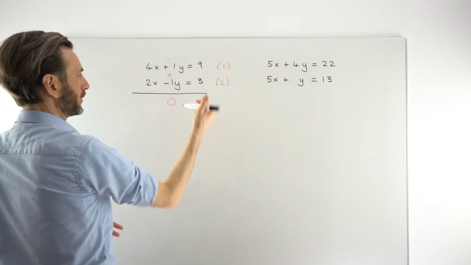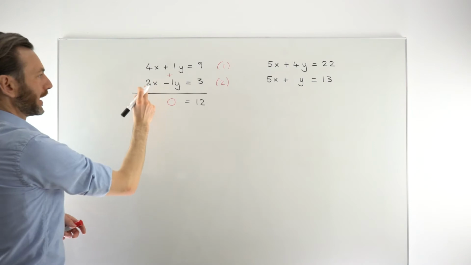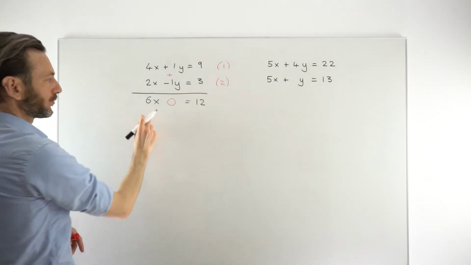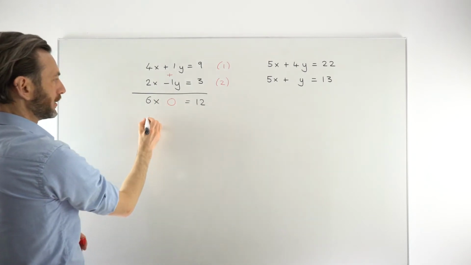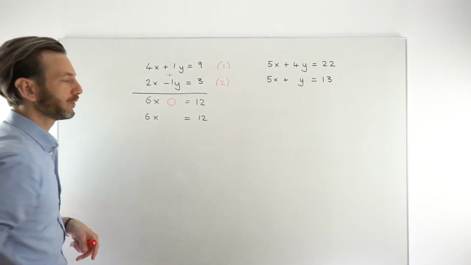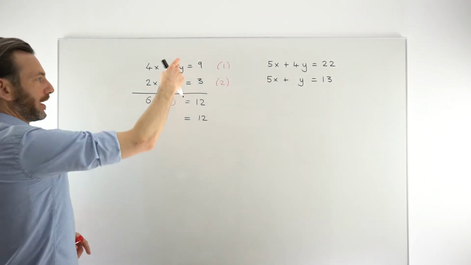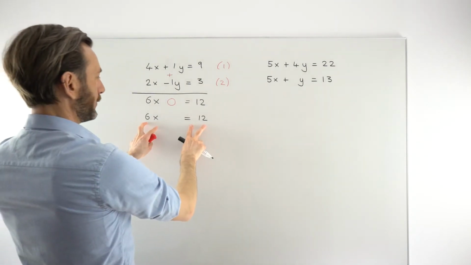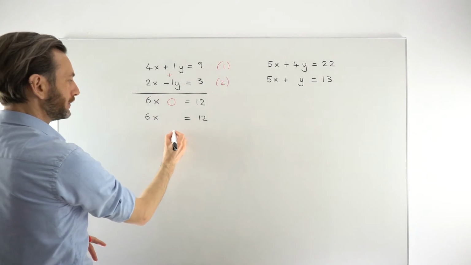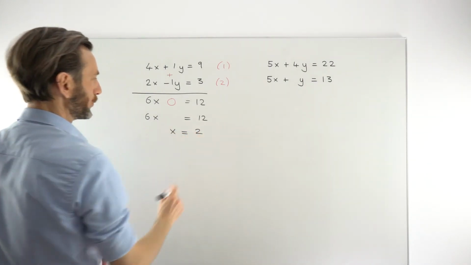So 9 plus 3 gives us 12, and 4x plus 2x gives us 6x. Just writing another line without the 0 in here, we would have 6x equals 12. So what we've been able to do there, just by adding the two equations, is eliminate the y variable. We've now formed a new equation, which is a fairly trivial linear equation, and we just solve that by dividing both sides by 6 to get x equals 2.